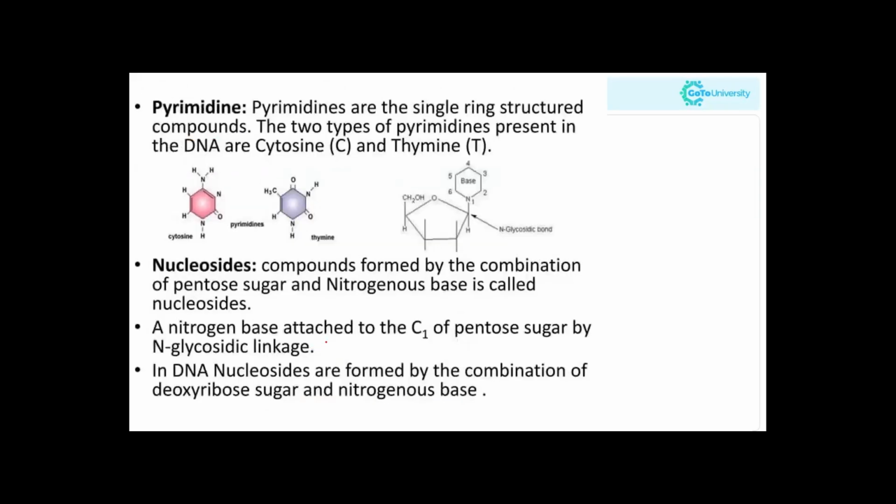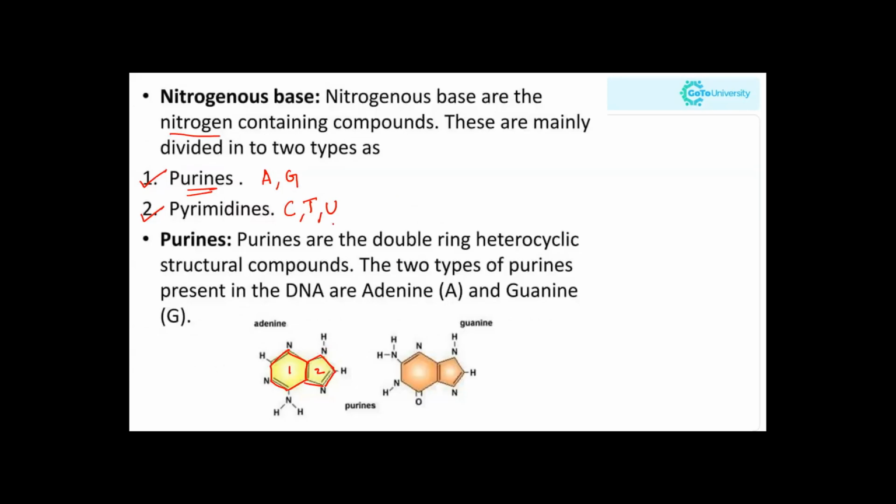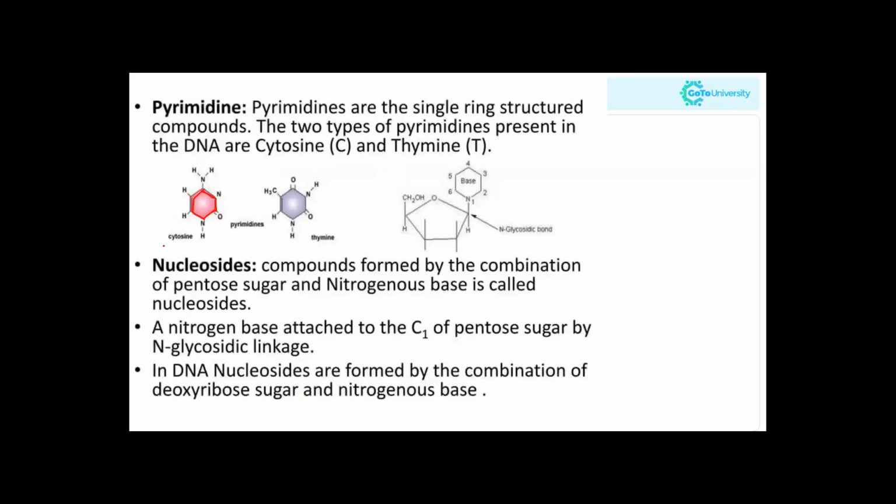Coming to pyrimidines, they are single ring structure compounds. So here you can see cytosine has a single ring. That is a major difference between purines and pyrimidines. And the two types of pyrimidines present in DNA are cytosine and thymine. In the previous slide, I mentioned uracil as well. This uracil is present in RNA, not DNA. I just mentioned uracil as it is a pyrimidine, but in DNA, they only have cytosine and thymine.